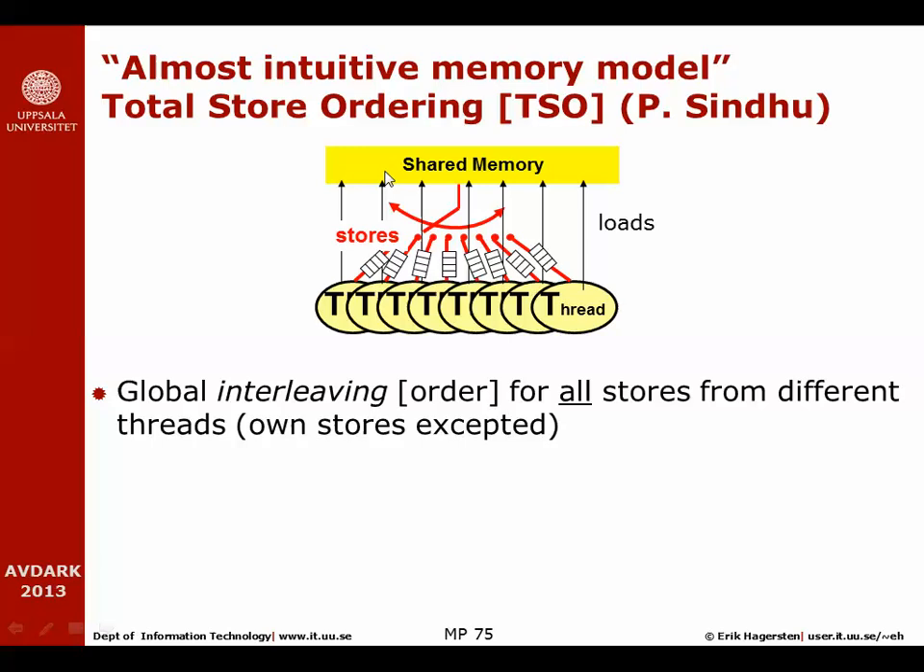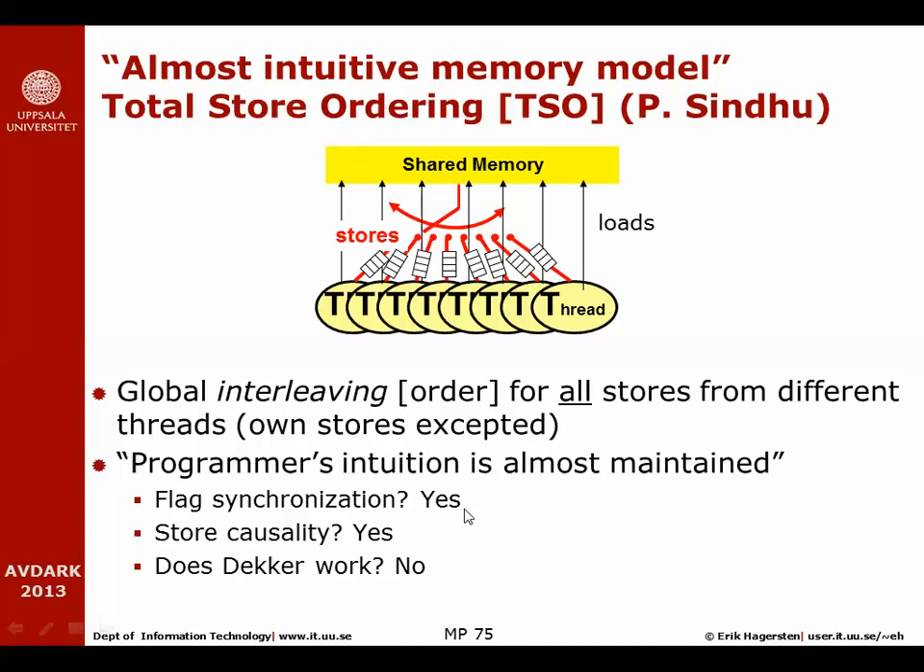There is a global order between all the stores that's been performed by this software in the world, and nobody should be able to write a piece of software that detects any other kind of order than the global order. This means that programmer's intuition is almost maintained, because this is often what we have in mind, that there is a global order between the stores.